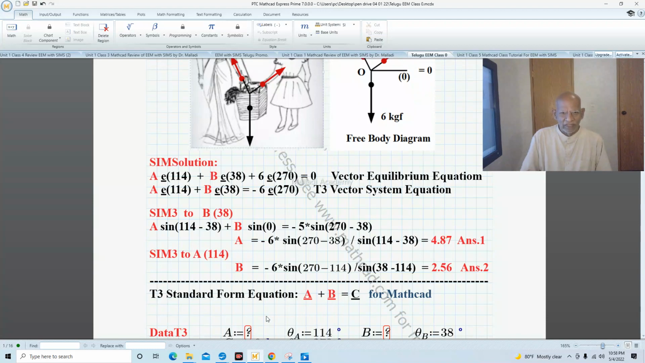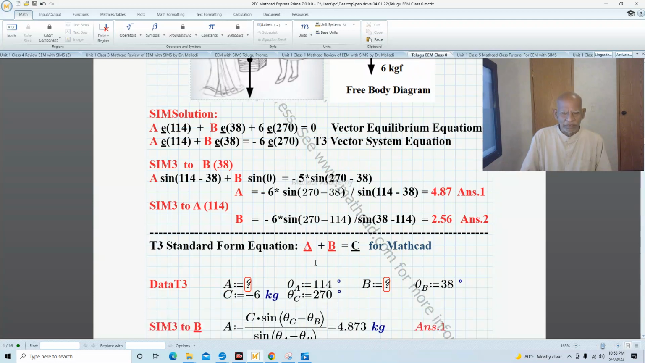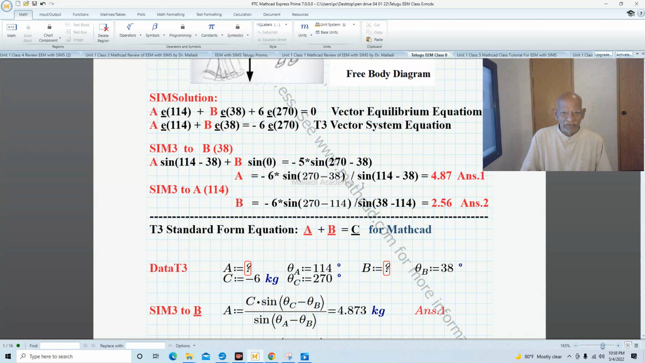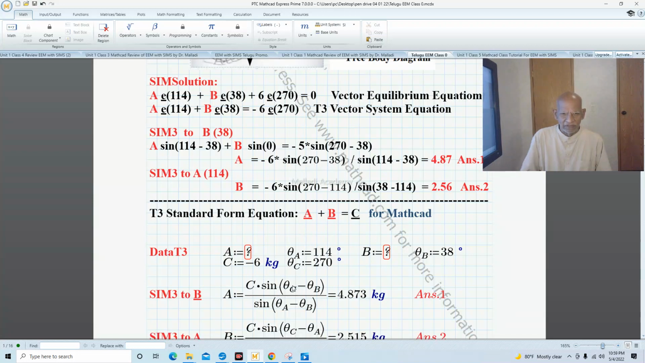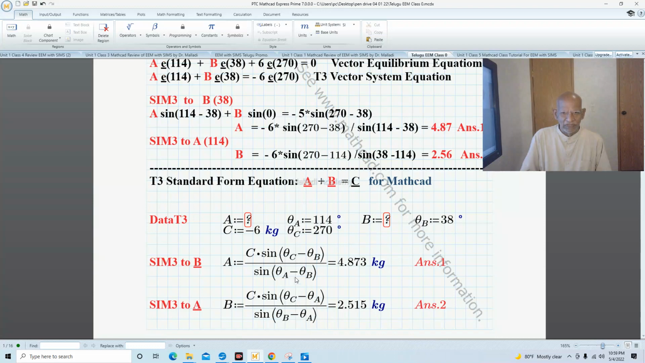For this, I write the T3 standard form equation, that is A plus B is equal to C, for MathCAD, and I substitute the corresponding variables here. A is known, theta is known, and this is the data. So I can use the same formula. Here A is this. Similarly, B is the same formula with variables here. Again B. So I can calculate this. Now the advantage of MathCAD is I can change the data and get various results.